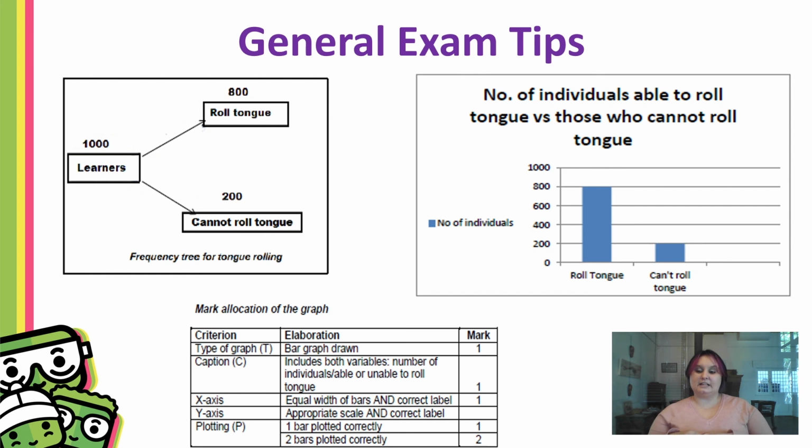And then finally, you get 2 marks for plotting your actual information. So this is where you took the 800 learners and you drew your column or your bar on your graph to show that 800 individuals could do that. And then you took your 200 and you drew that as a bar on your graph. And there you go. You've scored 6 marks, which is pretty awesome. So please do keep that in mind and practice drawing the different types of graphs.